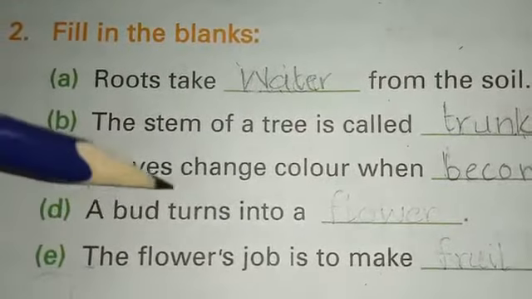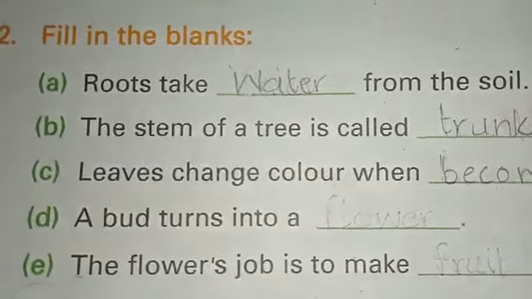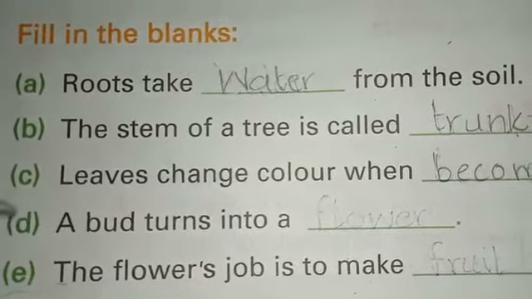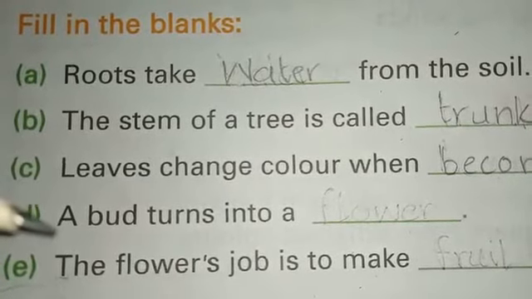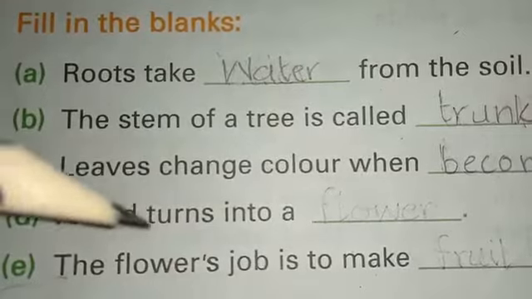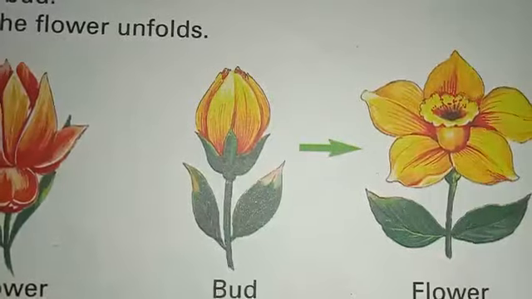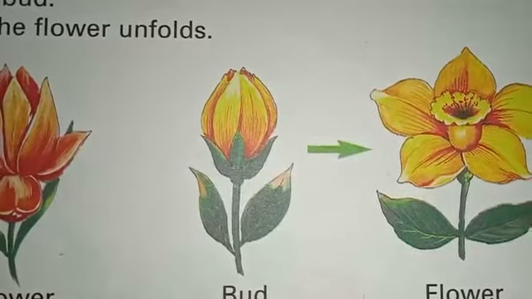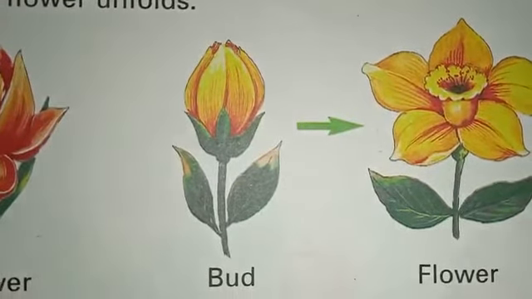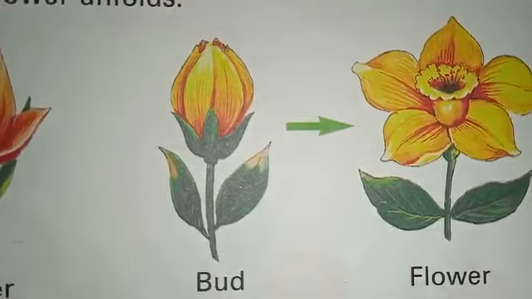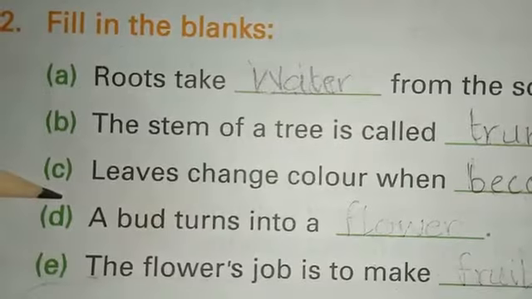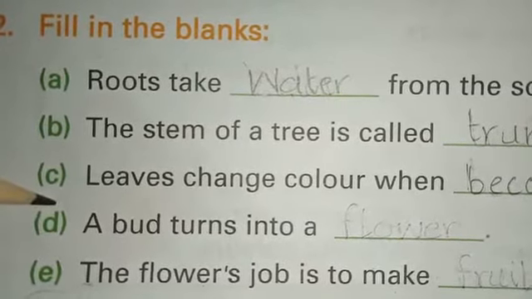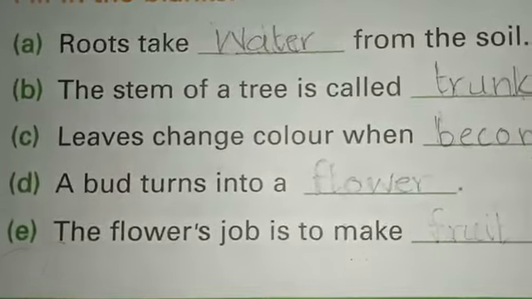D. A bird turns into a dash. This is very simple. Now tell me, when a bird opens up, it turns into a flower. A bird slowly opens up and turns into a flower. You can see this, a bud turning into a flower. So here we will write, a bird turns into a flower.